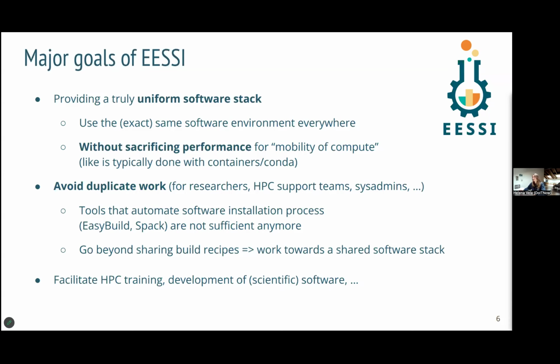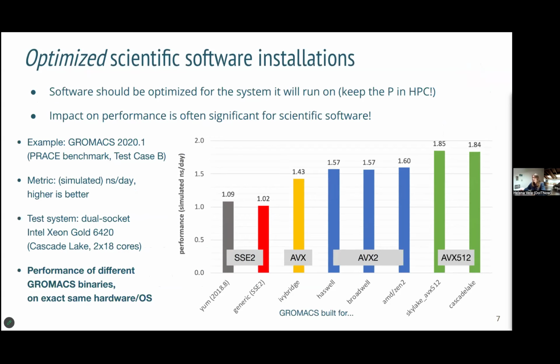With this, we also support HPC training and the development of scientific software, but that's for later in the presentation. As I said, we do high performance computing, so it's important for us to keep the P in HPC. As I explained, EESSI is about sharing binaries, and there's a huge effort behind it to optimize these binaries for the system they will run on. Take a look at these builds of GROMACS. These are the ones taken from the distribution repositories, and these are the ones compiled for the architecture they will run on. You can see there's a huge speedup.